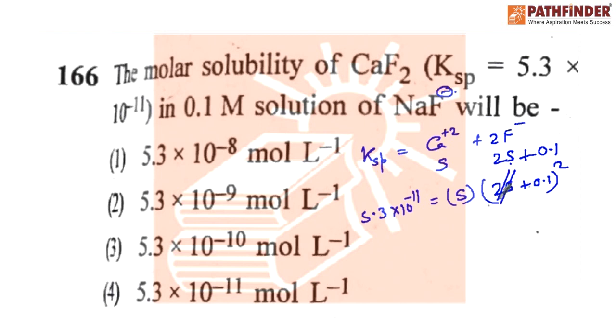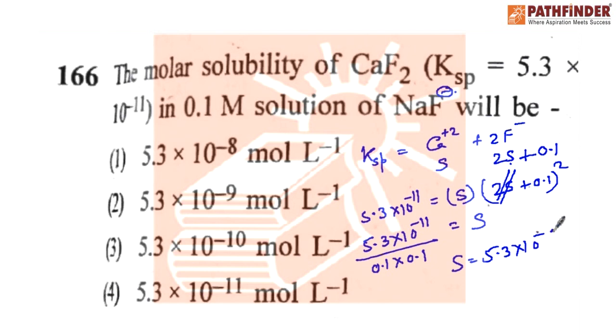This term, we will neglect. Ultimately, what happens? Solubility will be equal to 5.3 × 10^-11 divided by 0.1 × 0.1. It will come as solubility equal to 5.3 × 10^-9. Okay, so option 2 will be our correct option.